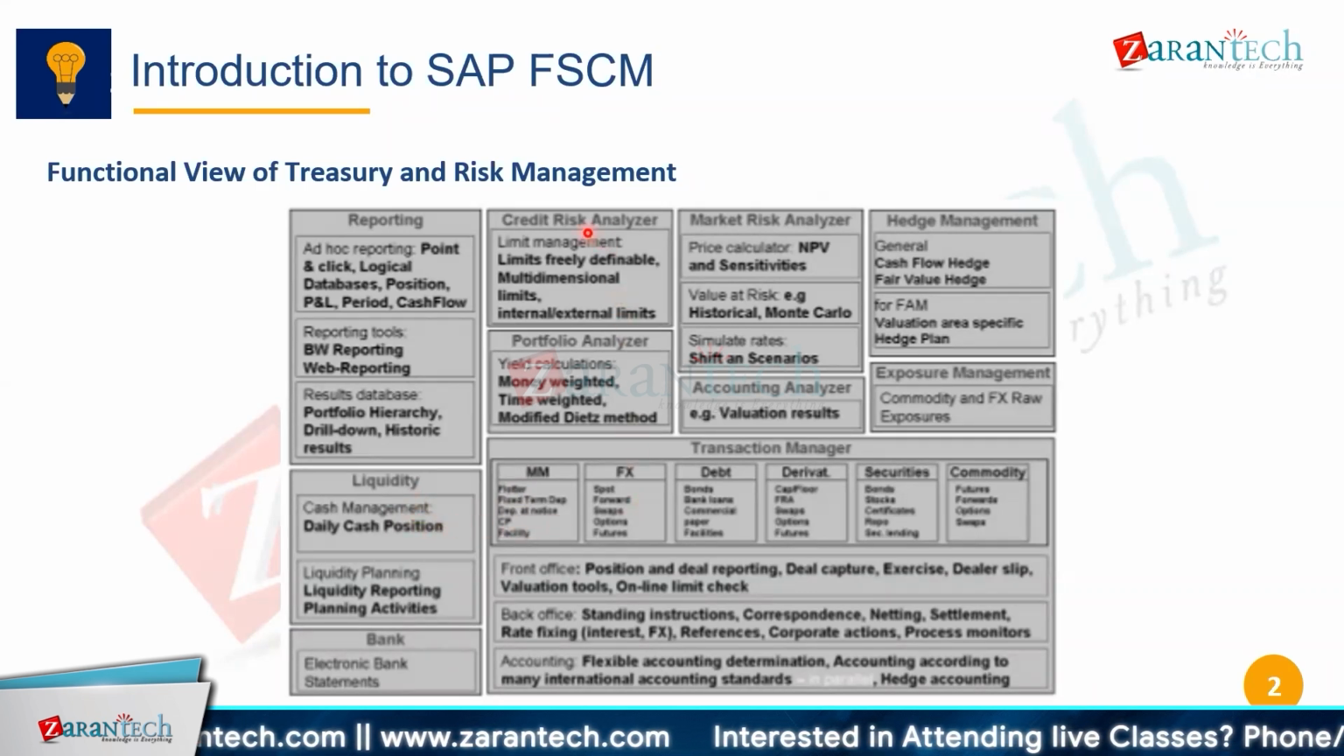Then we have different analyzers in the treasury module, like the credit risk analyzer, market risk analyzer, hedge management, and portfolio analyzer. All these are integrated. Based on the information available in this module, the different kinds of analyzers perform analysis, and control of the transaction happens. Okay. Then we have the reporting. So overall reporting happens in the treasury module.